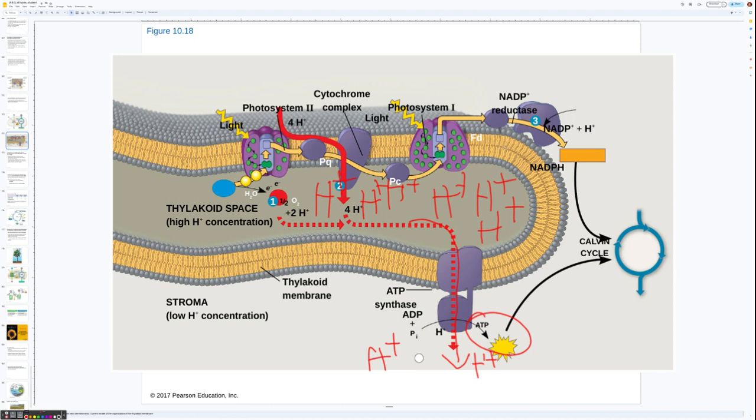That electron's not done, though. Its job isn't done. It's going to go to a second little protein here. That's my second protein. It's going to get excited again. But now, rather than generating more ATP, it's going to get transferred to a molecule of NADP to become NADPH.